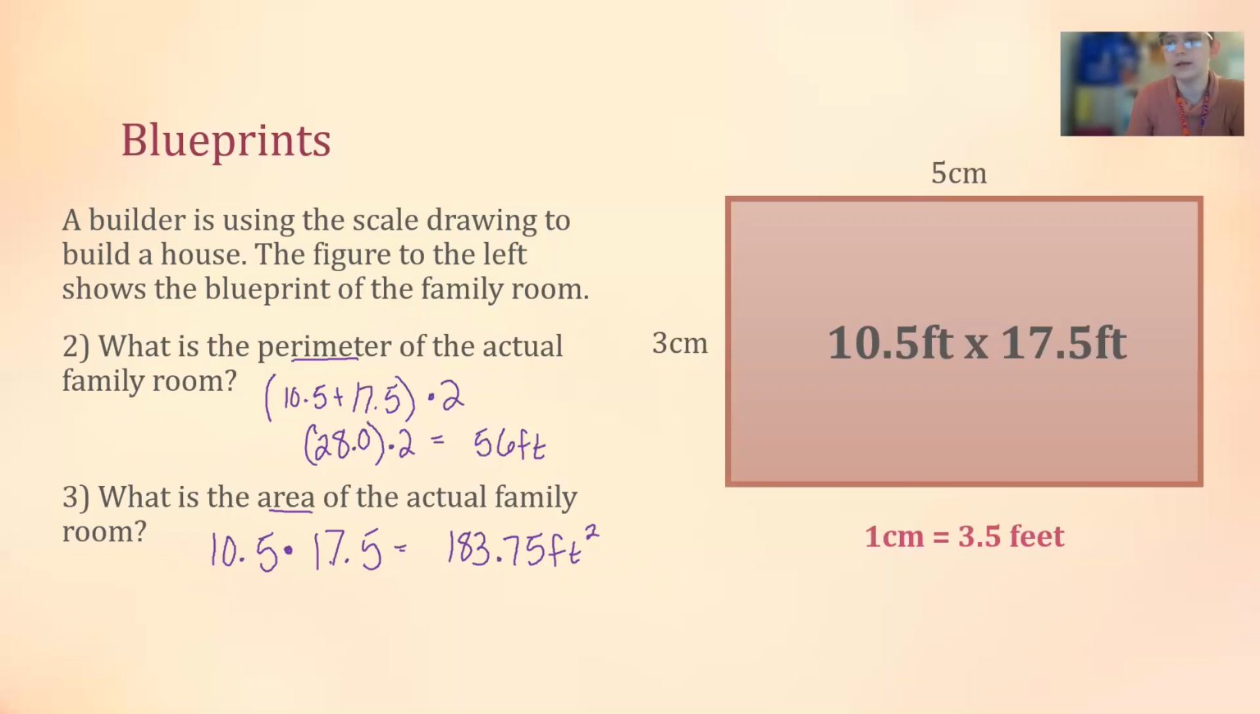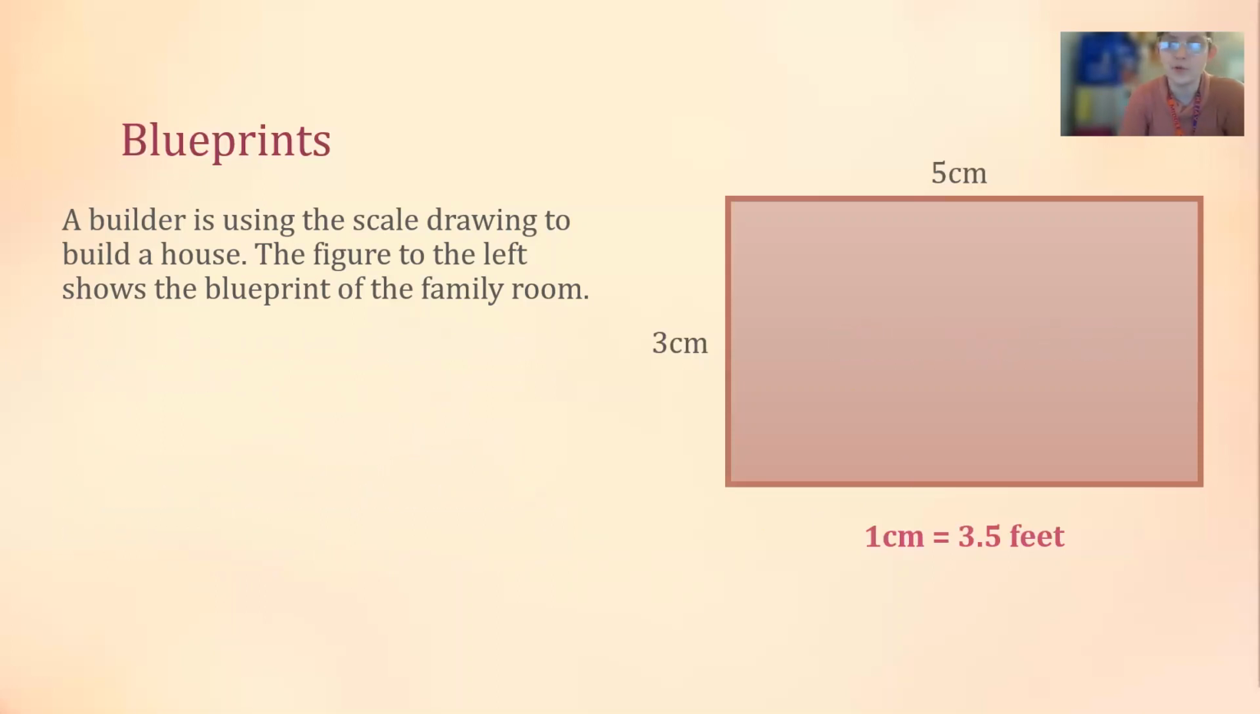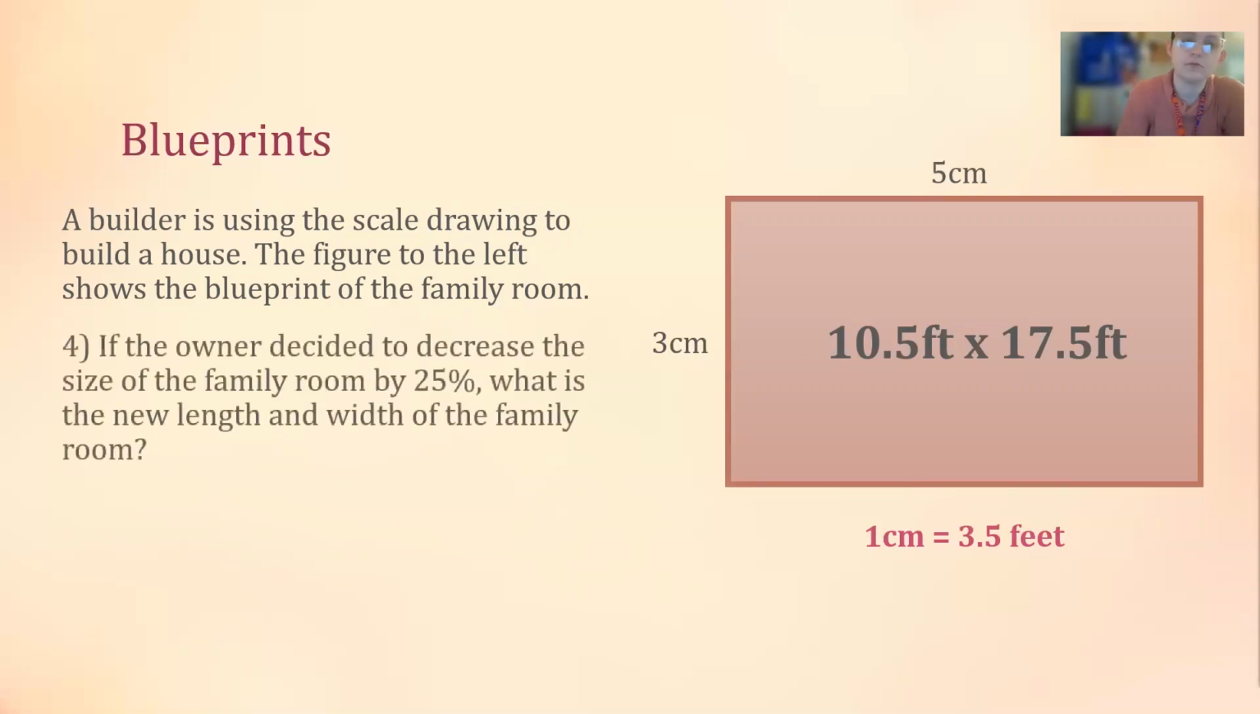And we have one more example, same room, same dimensions. So we already know it's 10.5 feet by 17.5 feet. And let's see what's going on for our builder this time. If the owner decided to decrease the size of the family room by 25%, what is the new length and width of the family room? Okay, so we're doing a percent decrease. So the owner, whoever's building this house, has decided this room's too big, I need to make it smaller.